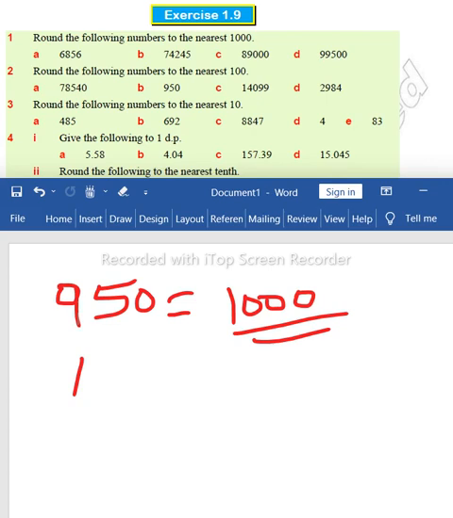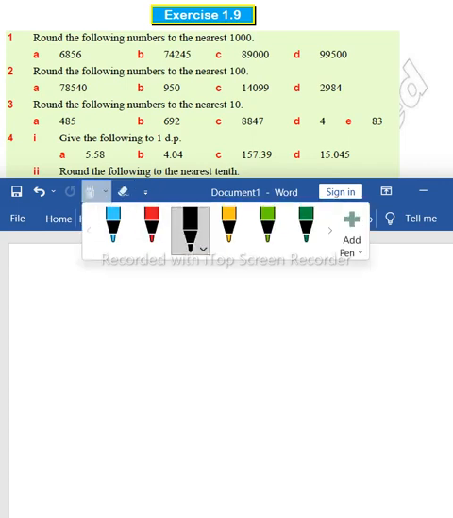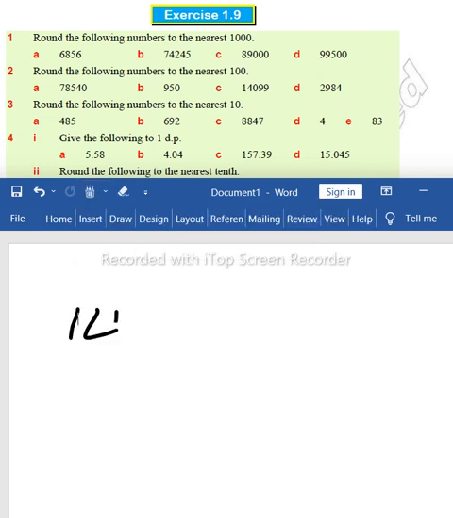The next question says, let us clear our blackboard first. The second question, letter C, says 40,099. Sorry for the handwriting. This is bad handwriting. This is 0, sorry. As you see, we have to round to the nearest 100.